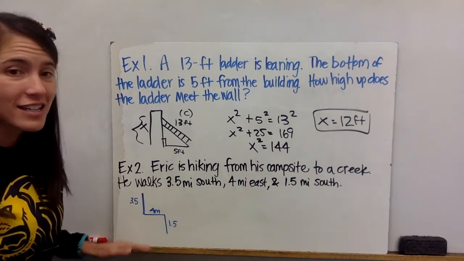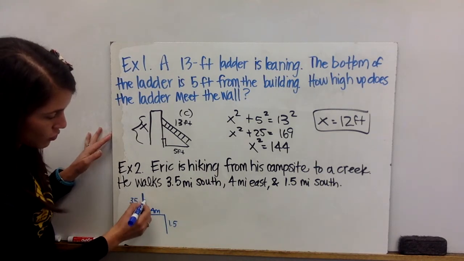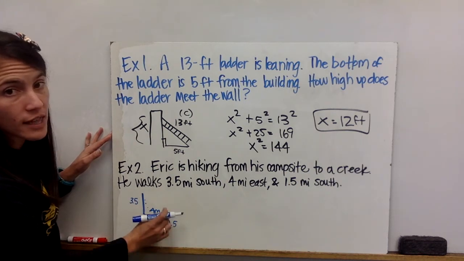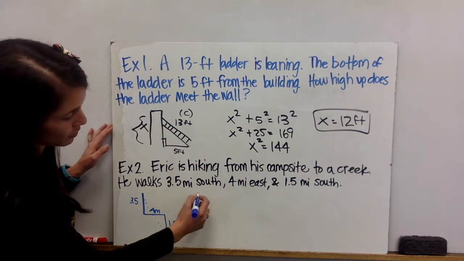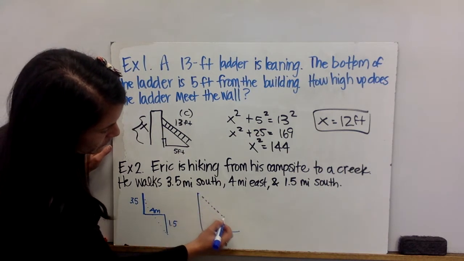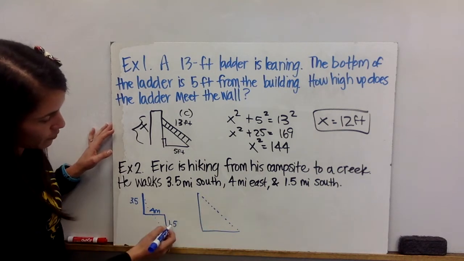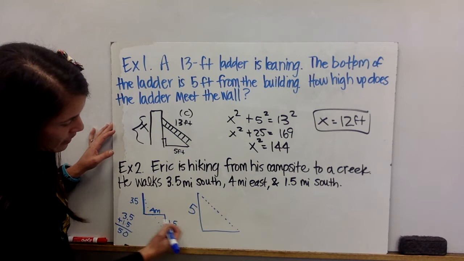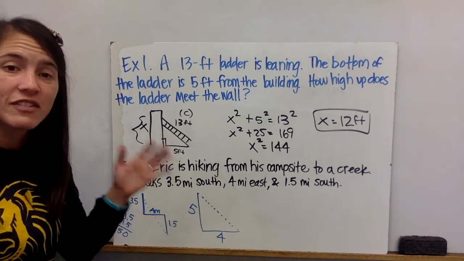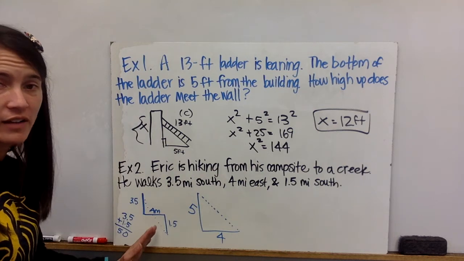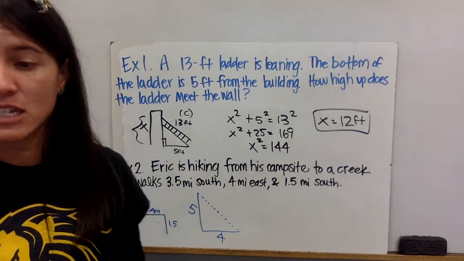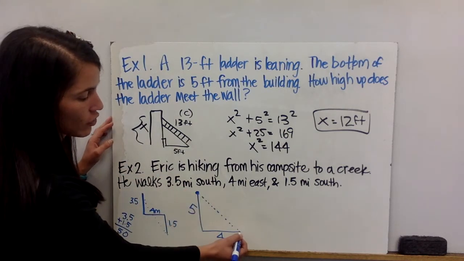So Eric walks south 3.5 miles, and then directly east 4 miles, and then south again 1.5. That doesn't really look like a triangle right now, but if you were to connect, see that dotted line? And if we moved this 1.5 and connected it here, it would look like this. So 3.5 plus 1.5, you add those together and you get 5. And then this was 4. So all I've done is combine my south 3.5 and 1.5, and then I have my 4 miles east. That would be the picture you would use to find the distance between the campsite and the creek.